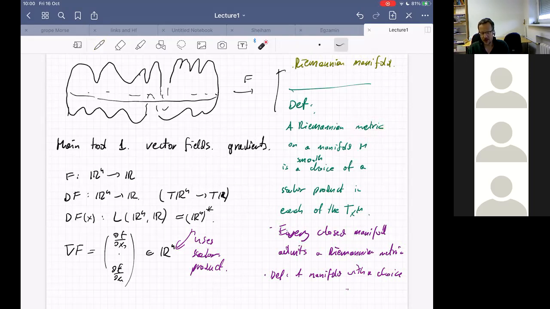And I will tell you what to do for Riemannian manifolds and for gradient vector fields. But then I will tell you that gradient vector fields are not the ideal tool to work with. And I will tell you about main tool number two, which is called gradient-like vector fields. But in order to understand gradient-like vector fields, we need to understand the gradient vector fields first. So thank you for today's lecture.